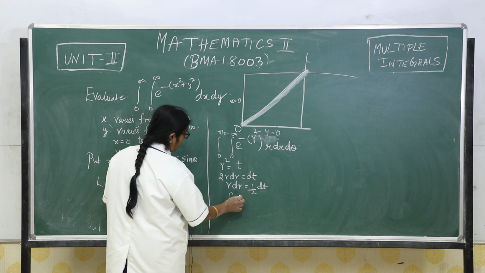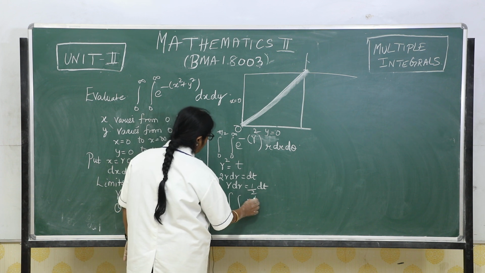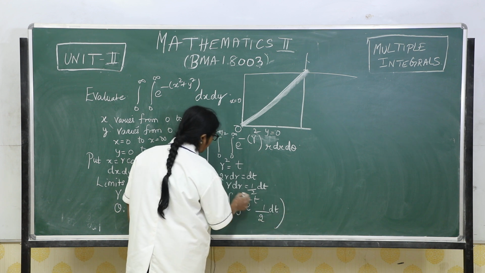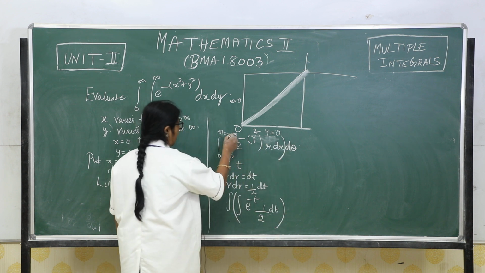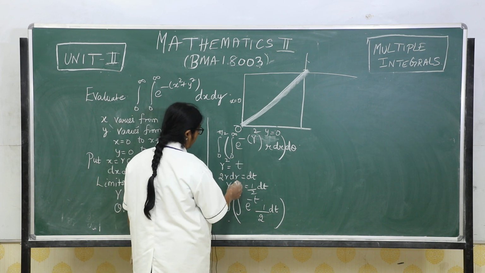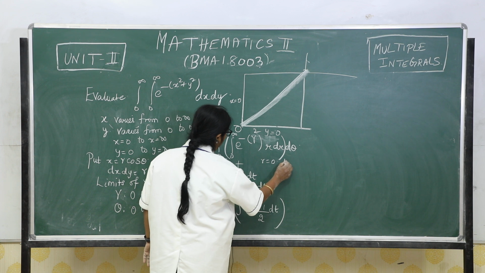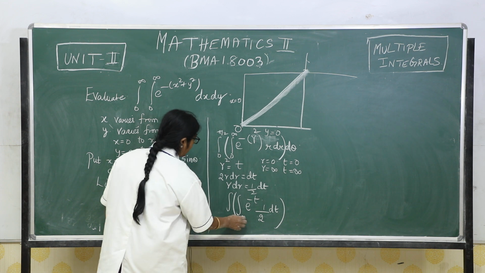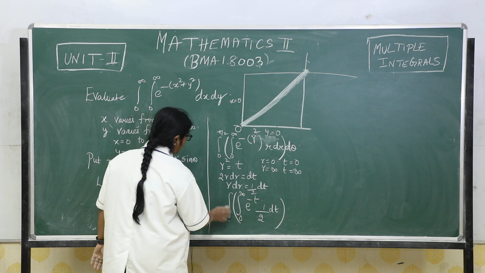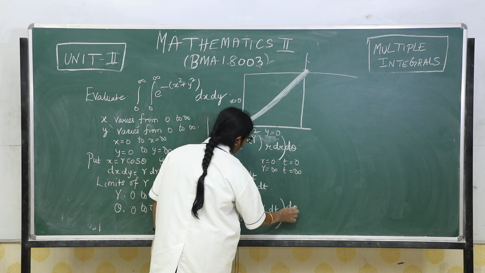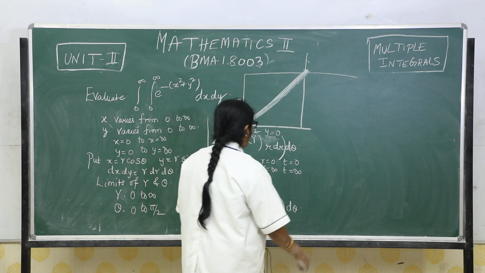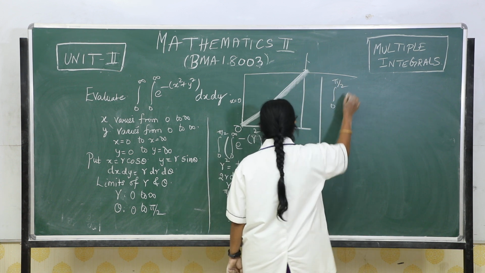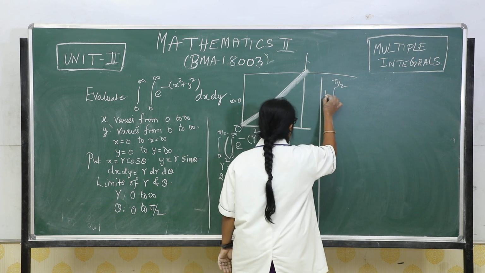Therefore, the double integral becomes e power minus t into half dt. This integration with respect to r I have to do between the limits 0 to infinity. When r equal to 0, t is also 0. When r is infinity, t is also infinity, and therefore 0 to infinity and then 0 to pi by 2 you get d theta. So, all that you are getting is integral 0 to pi by 2, half can be taken outside.